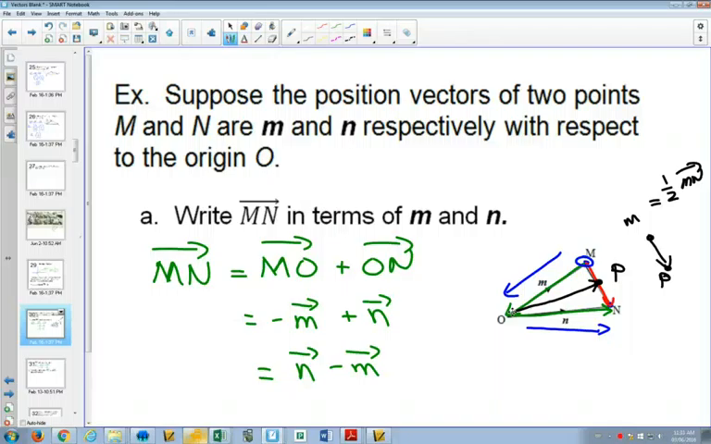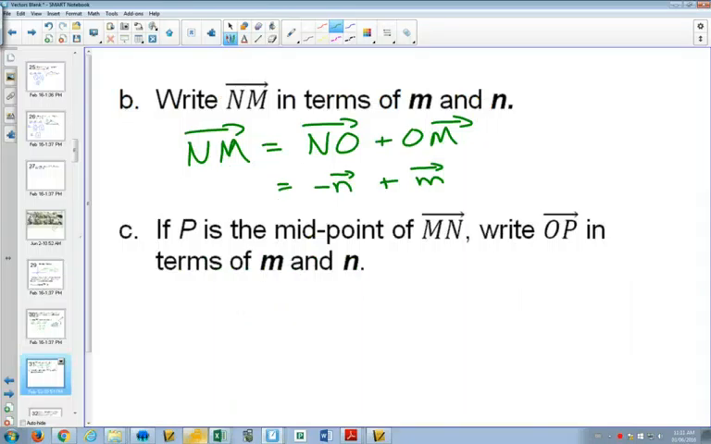So if you wanted to do half of M to N, what you could do is just take what we found as M to N, which was negative M plus N, and just do half of that. So what will that look like? Well, if I want to go from O to P, I could first go from O to M, and then go half the distance from M to N.